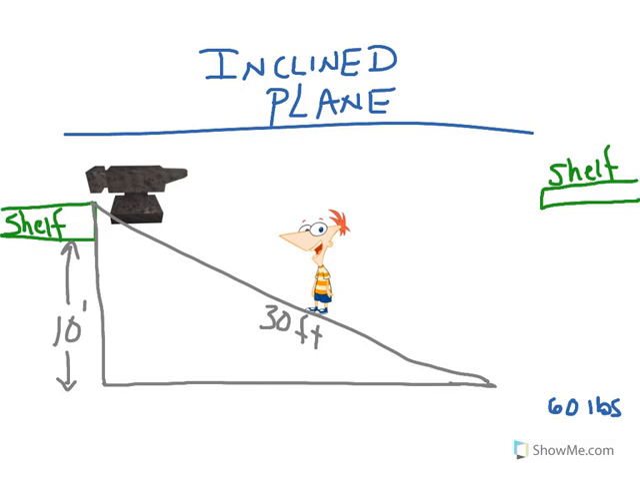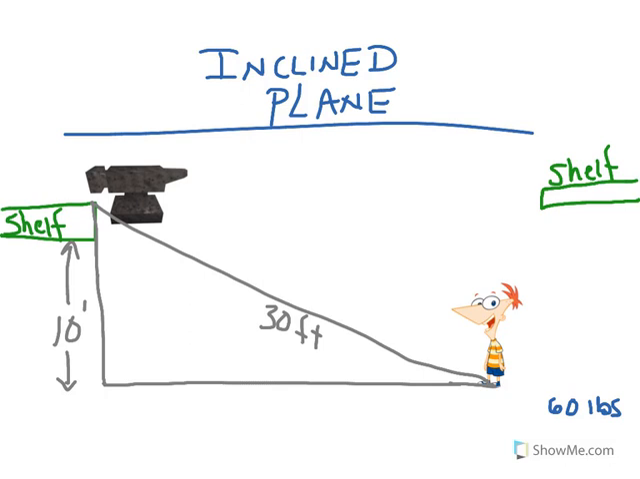Now, the trade-off is, even though he's using less force, he has to go a greater distance. In the inclined plane's case, he has to go 30 feet. Lifting it over his head, he only has to go 10 feet. So the work that he's doing is identical, but the amount of effort that he needs to use using the inclined plane is going to be less.